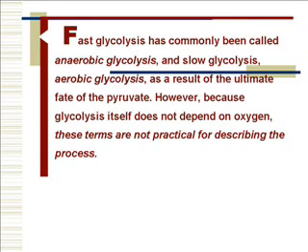So fast glycolysis used to be called anaerobic glycolysis, and slow glycolysis used to be called aerobic. And that's due to what happens with the end product, pyruvate or lactate. However, if you investigate the chemical reactions in glycolysis, oxygen is not a component of glycolysis. So it's sort of a misnomer to say anaerobic versus aerobic, because glycolysis does not require oxygen.